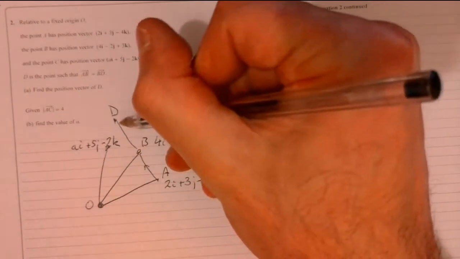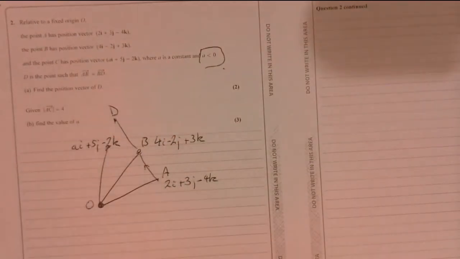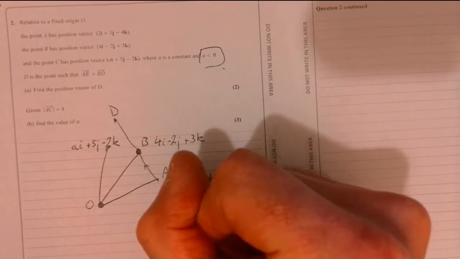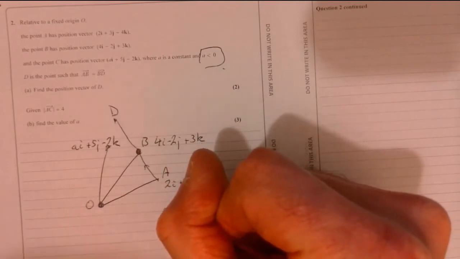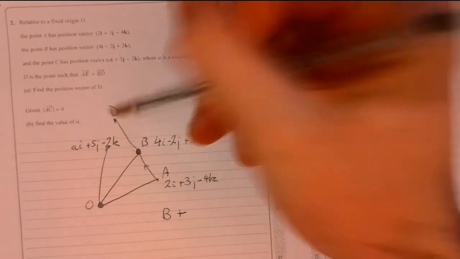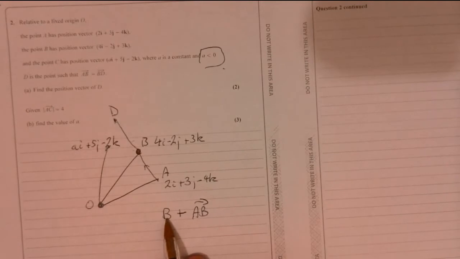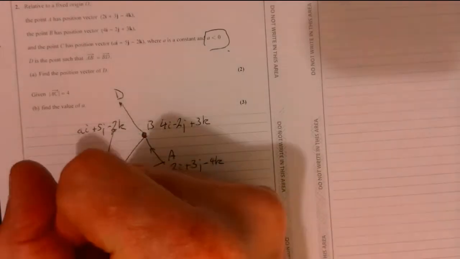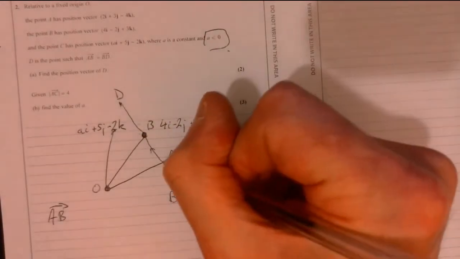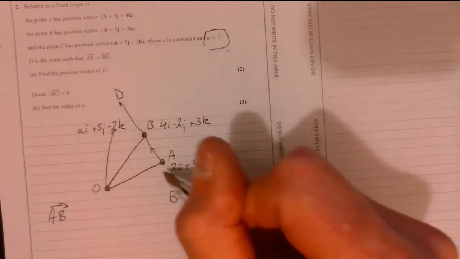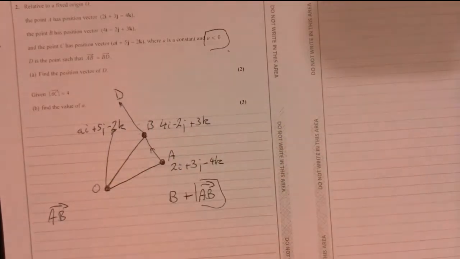Right, it's going to be the same again. So find the position vector D. So that's going to be position vector B. So if you imagine position vector B plus vector AB. Now obviously we know what this is just here. We need to work this bit out. So vector AB is going from there to there. So I need to come this way and go that way. So it's minus position vector A.